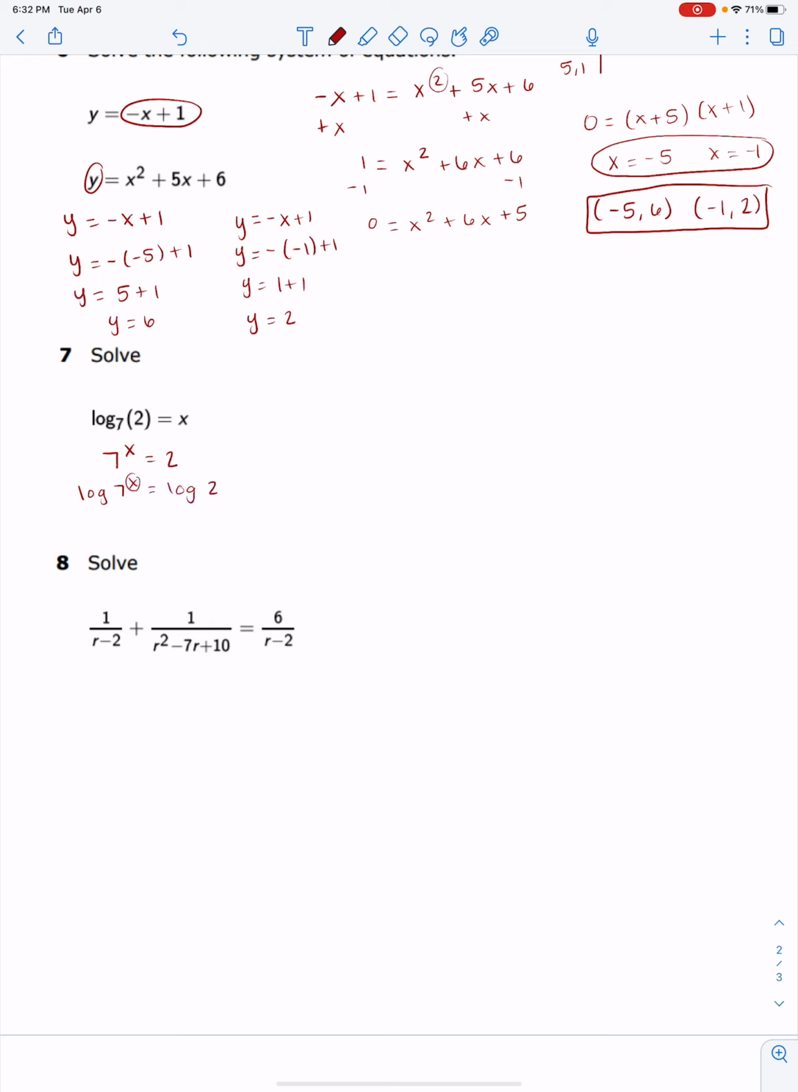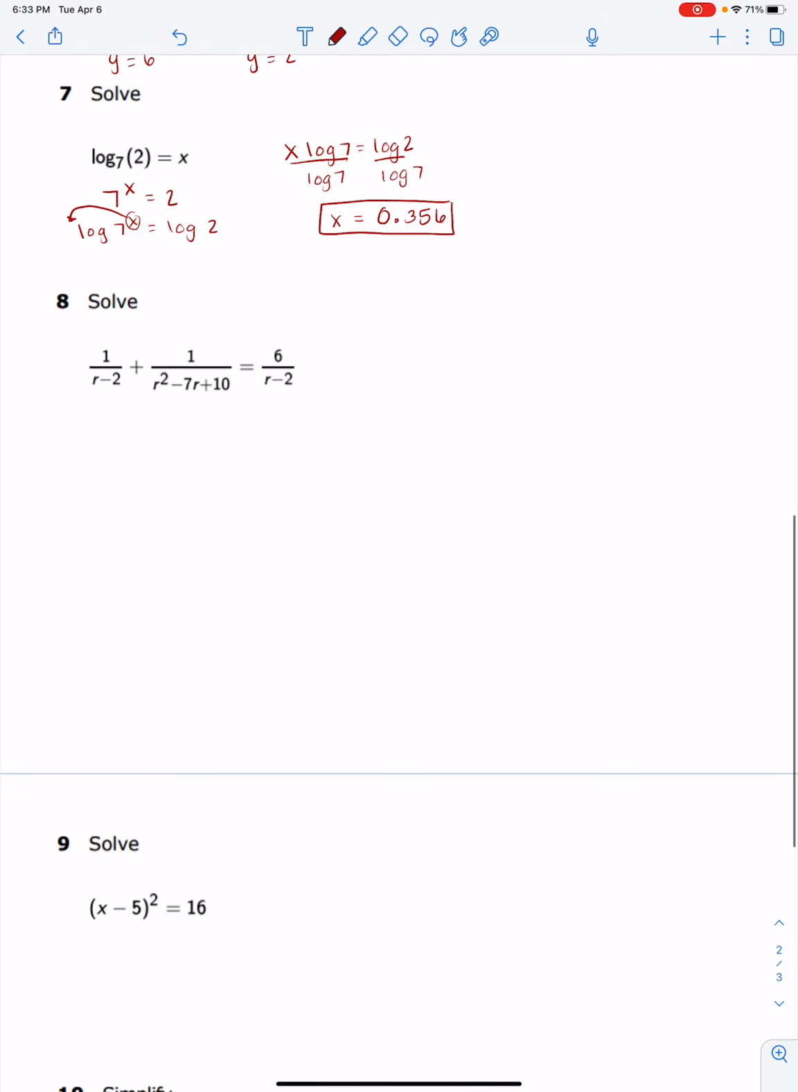Because then you can take the exponent and bring it down in front. So you have x times the log of 7 equals the log of 2. Divide by log of 7. So x equals log of 2 divided by log of 7. I closed my calculator, hang on. It is 0.356, rounded to 3 decimals.